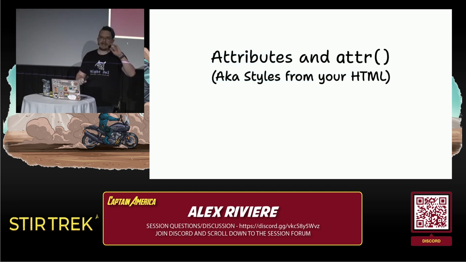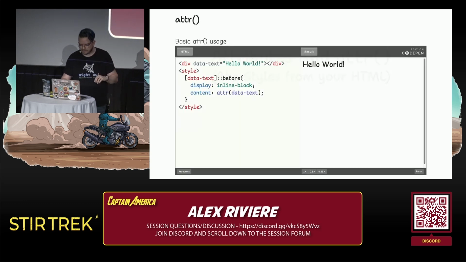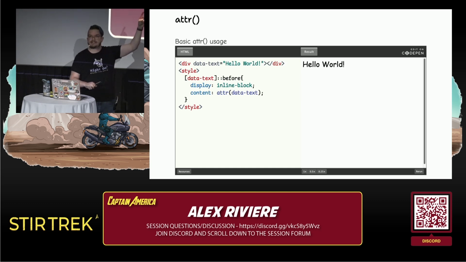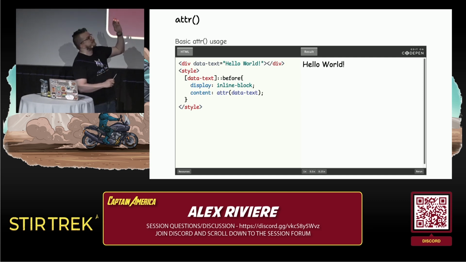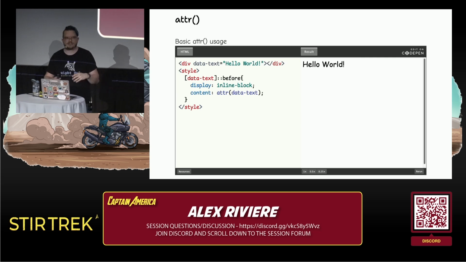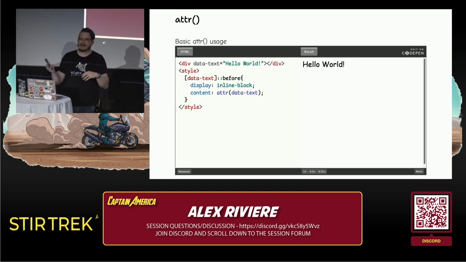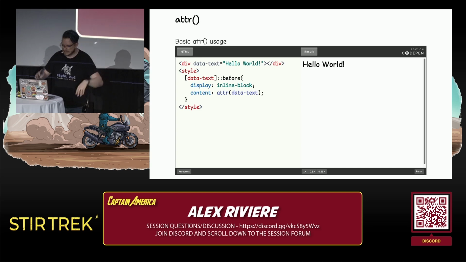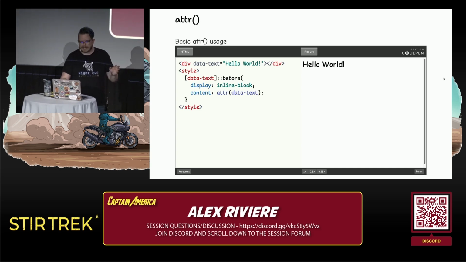All right, attributes and attr. So I saw a few hands saying that they've used attr. If you haven't ever used attr before, here's what it's used for. You can take an attribute and put it as the content of before or after. That's it. That's all it does. It's a CSS function, and that's all that it does. So in theory, you could make attributes that you could then dynamically add a before and an after and whatever, and you could localize it and all of that fun, good stuff, which is great.